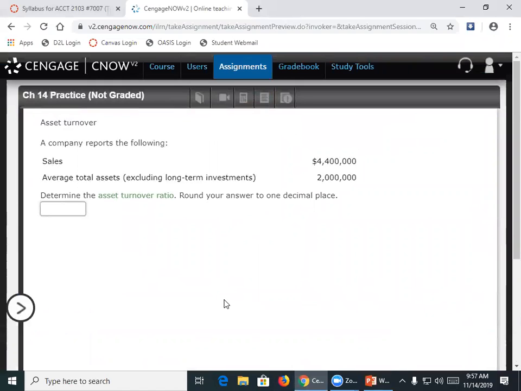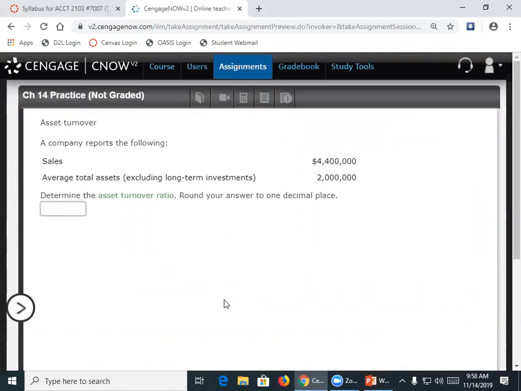So again, on our asset turnover, we're taking sales divided by average total assets, excluding long-term investments, and they gave it to us in that format. So this one's actually, obviously really easy. We're truly just taking 4.4 million divided by 2 million.